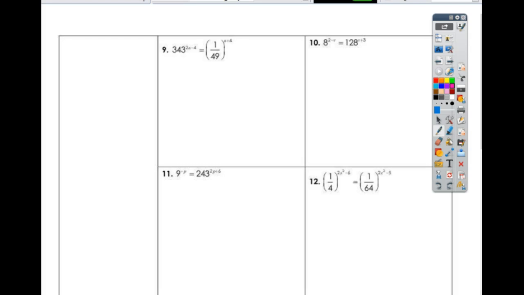So can you use 8? No, because 8 times 8 is 64, and times 8 again ends up being, what is it? 512. So I need a common base for my 8 and my 128. So that's 2. So 8 is 2 to what power? Third. And 128 is 2 to the 7th. So once you have those, then you have 2.